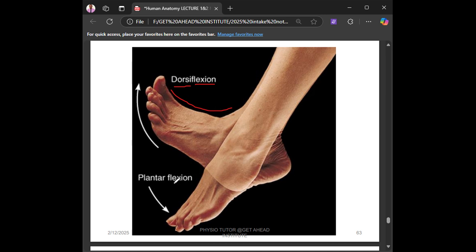Then when it comes to plantar flexion, you'll find that this part gets straightened. The angle is increased on the dorsum part, but the angle of the plantar is the one that gets reduced now. That is plantar flexion.